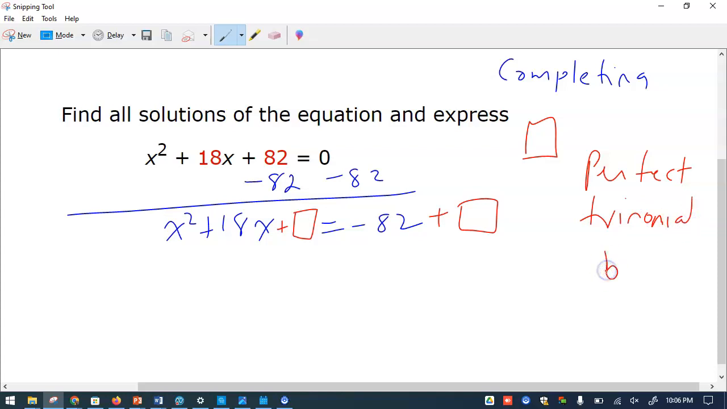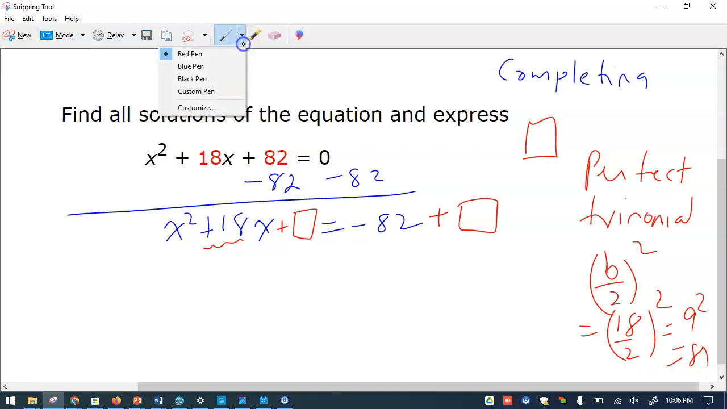It is always half of the coefficient of x, squared. Now here this is 18, right? So you write 18, take half of it, which is 9, and if you square 9, you get 81. That's what you're supposed to write on both sides. This is 81, this is 81, and this also is 81, right?